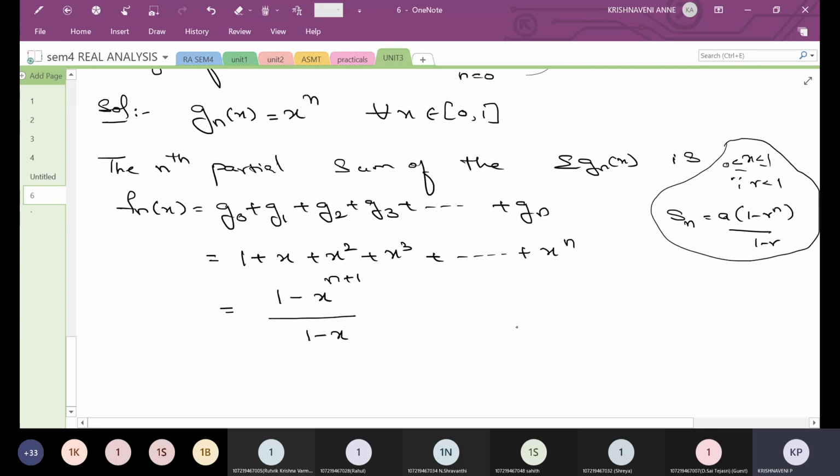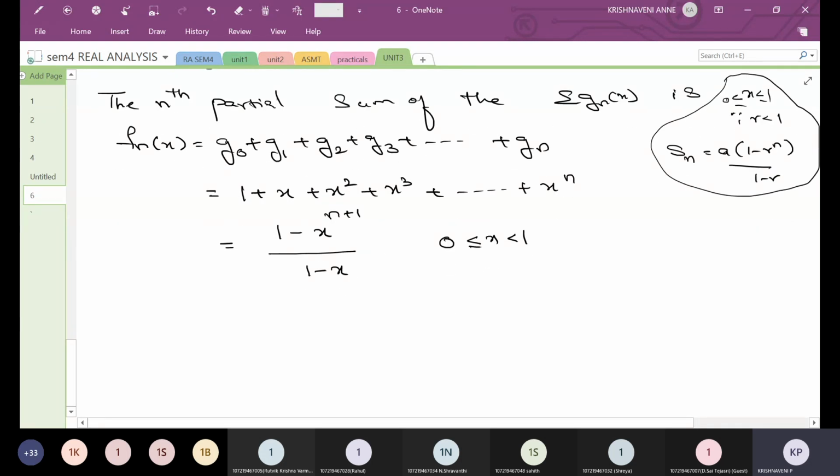Okay, but this is when 0 less than or equal to x less than 1. Suppose if x equal to 1, what are you going to get here? If x is 1, what will you get? You're going to add 1 plus 1 plus 1 plus 1. How many times are you adding? n plus 1 times we are adding. So fn of x is nothing but 1 minus x power n plus 1 by 1 minus x when 0 less than or equal to x less than 1, and when x equal to 1, fn of x is nothing but n plus 1.